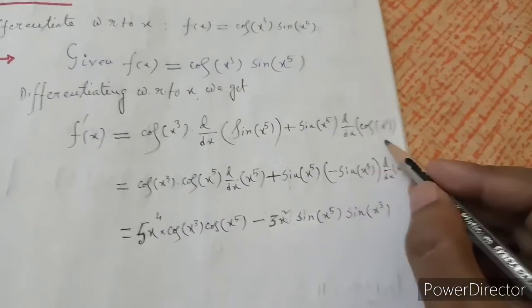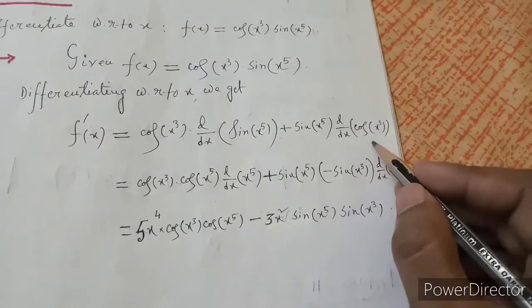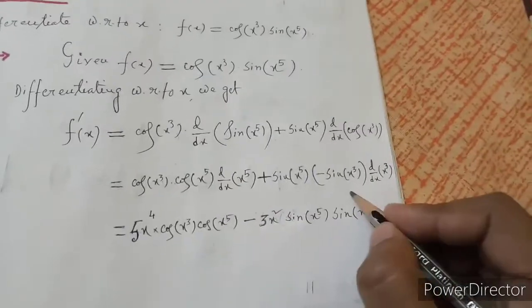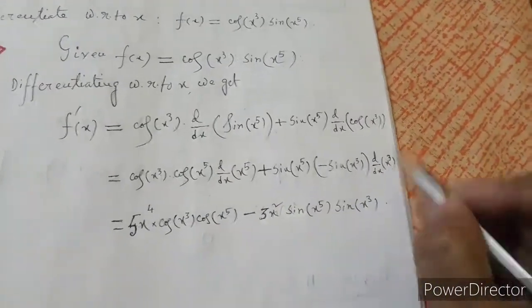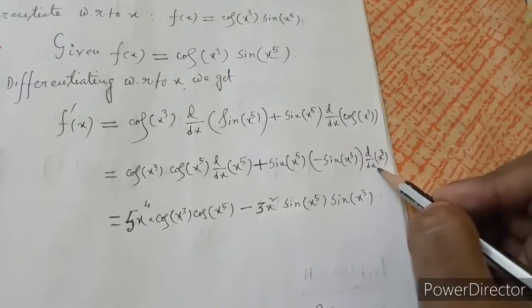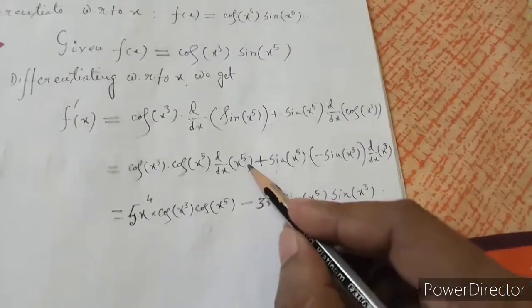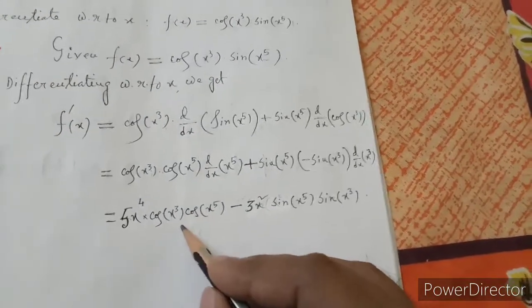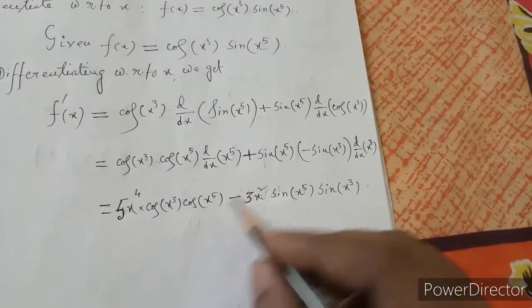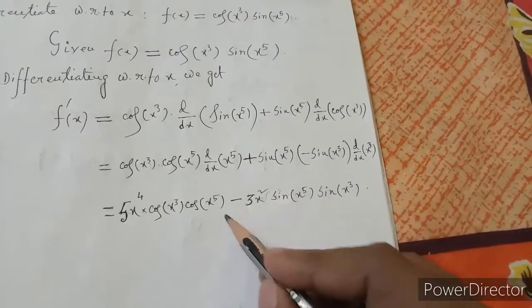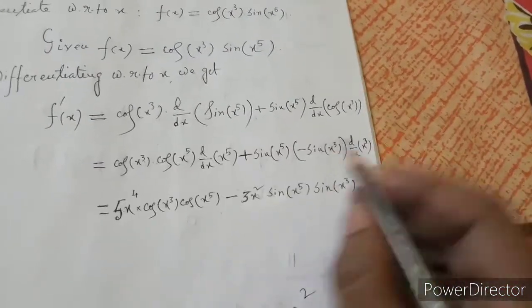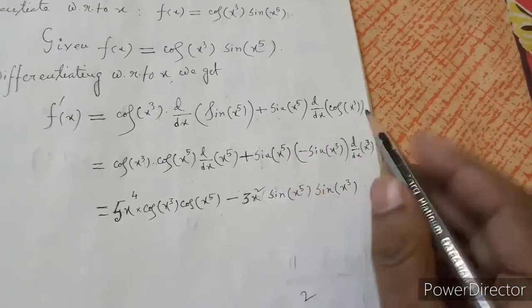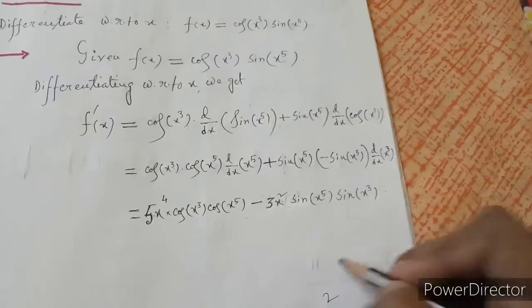Now derivative of cos x cube. Derivative of cos is minus sin x cube. And again by the chain rule, derivative of x cube. Derivative of x to the power 5 is 5x to the power 4 into cos x cube into cos x to the power 5. Now this is plus, minus. Derivative of x cube is 3x square. So 3x square into sin x to the power 5 into sin x cube. Got it? It is your answer.